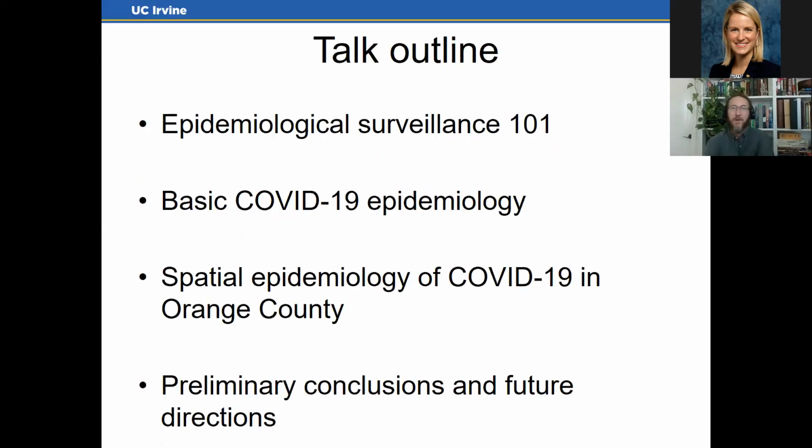The way I've organized my talk is I'll start off with a little bit of epidemiological surveillance 101. I will move into some basic COVID-19 epidemiology. Then I'll move into the real meat of this talk with spatial epidemiology of COVID-19 in Orange County. And then I'll finish up with some very preliminary conclusions, because everything's still new and we're still learning lots of stuff, and future directions for this work.